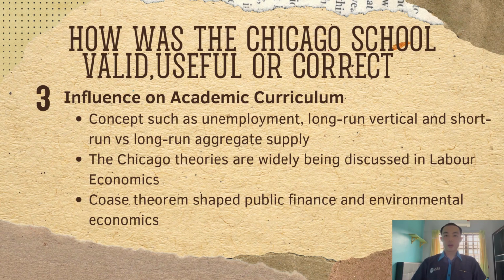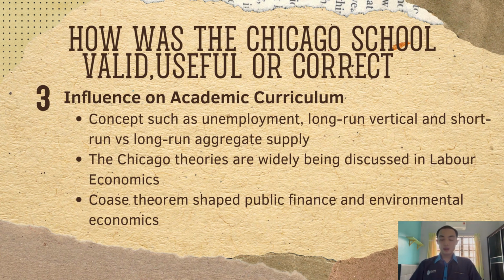Beyond monetary theory, the Chicago School also influenced many other areas. For instance, their views on unemployment help economists distinguish between short-run and long-run aggregate supply. The long-run aggregate supply, being vertical, reflects the idea that in the long run, output is determined by real factors, but not by inflation or money. Also, the Chicago School's ideas have been influential in labor economics, especially in studying job matching and productivity. Furthermore, Ronald Coase's work, another Chicago economist, gave rise to the Coase theorem, which had major impact in public finance and environmental economics.